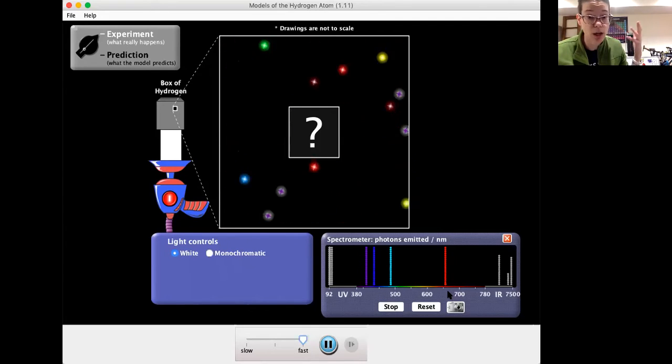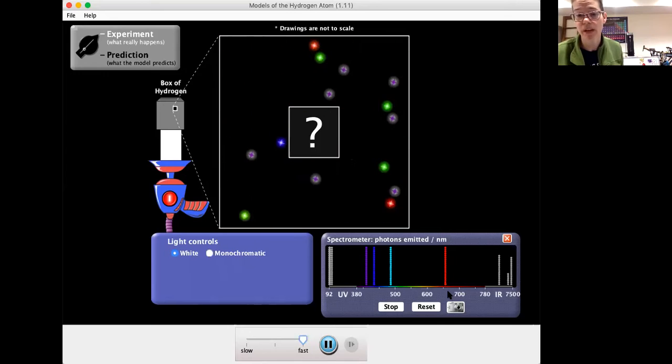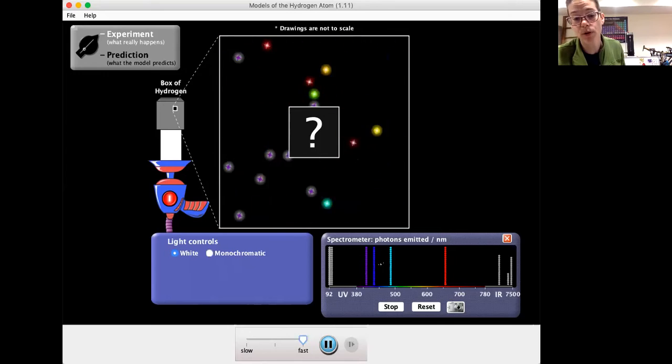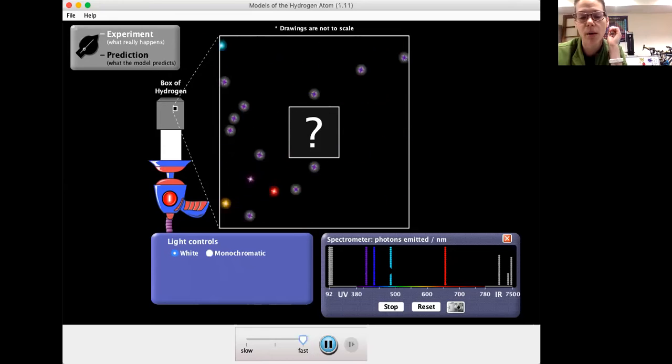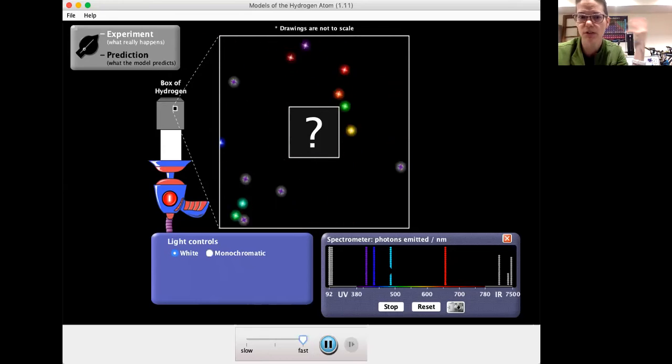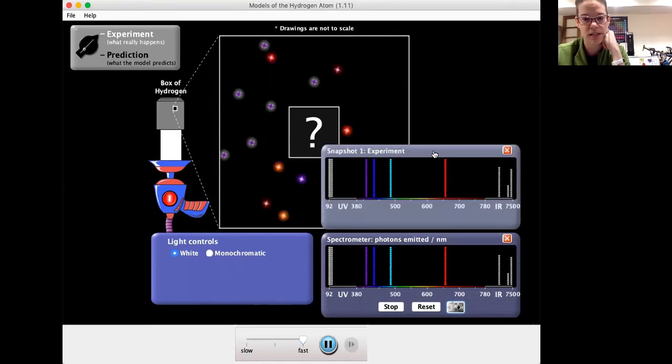Purple. So my hydrogen tube looked purple, but these purple and blue lines are really, really hard to see in a spectroscope, which is why it wouldn't have shown us really anything. So that's why I used the neon instead. So I'm going to take a little snapshot of this.